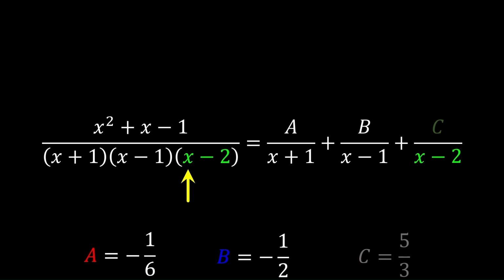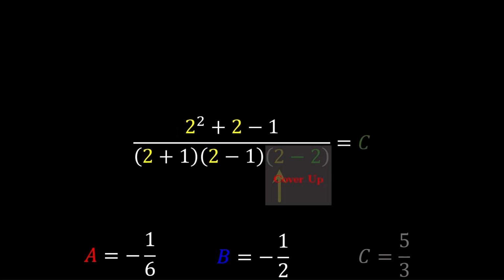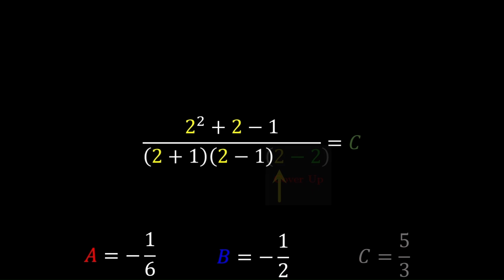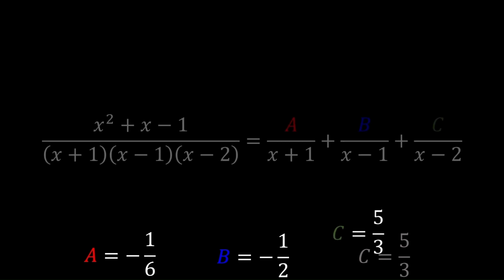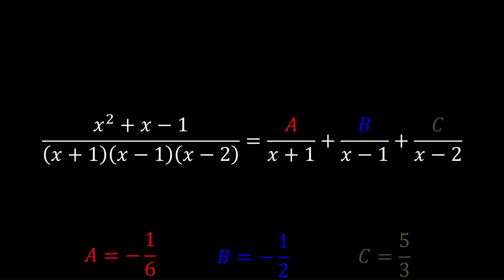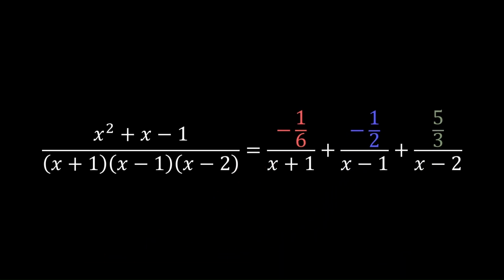We can select x to be 2, and then we could simply imagine that we cover up the x minus 2 factor on the left-hand side, and then compute what remains, which results in the value of c, which is simply 5/3, which is the same result as before when we used the method of undetermined coefficients. This brings us to our final answer, which after plugging in values for a, b, and c is the following.